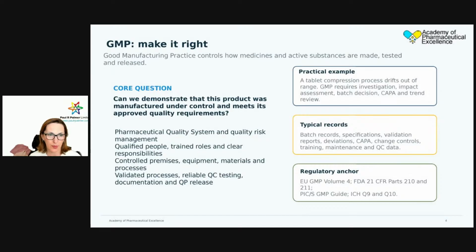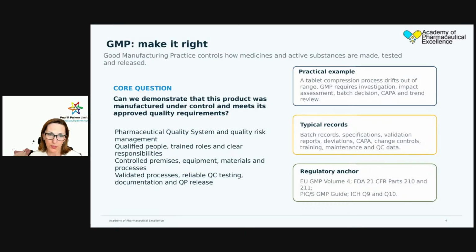Take the example I have here on a slide. We have a tablet compression process that begins to drift out of range. Under GMP, we don't just simply adjust the machine and carry on without thinking. What we need to do is understand what happened. Was there an equipment issue? Was there a material issue? What has caused the compression drift that now we are slightly out of range? Was the process parameter outside of the validated range? Could the batch quality be affected?